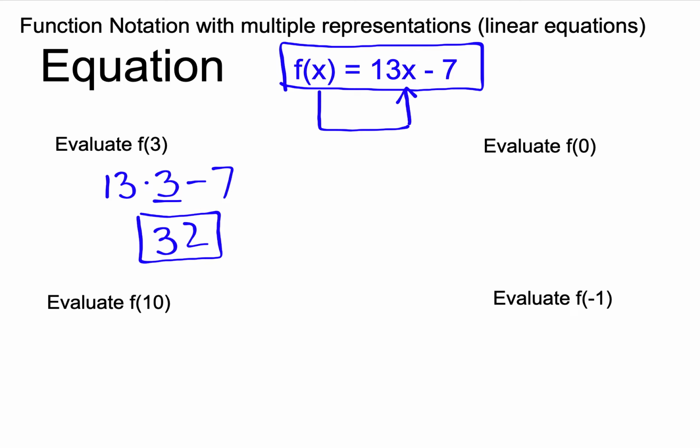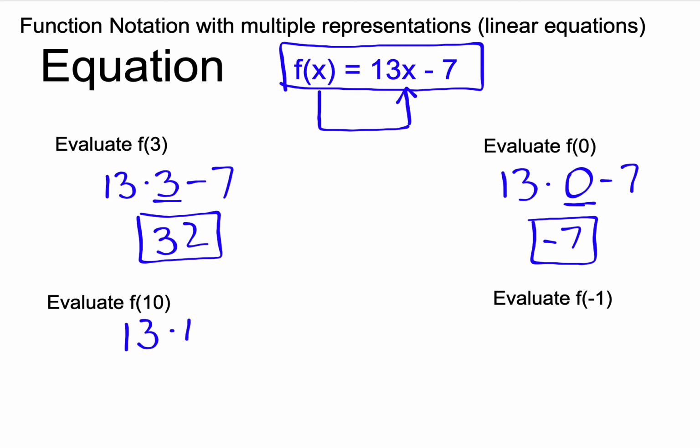F of 0 is going to be 13 times 0 minus 7, plugging in 0 for x. That gives us 0 minus 7, negative 7. F of 10, this is going to be plugging in 10 for x. So 13x is 13 times 10, and then minus 7. 13 times 10 minus 7 is 123.